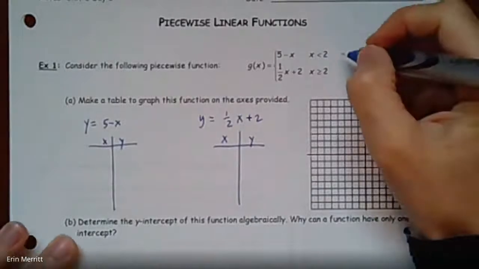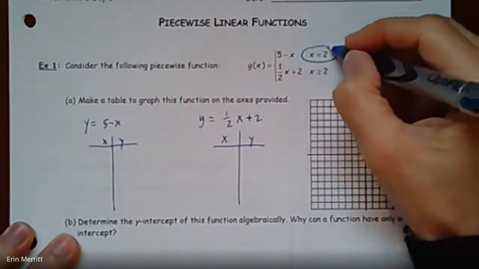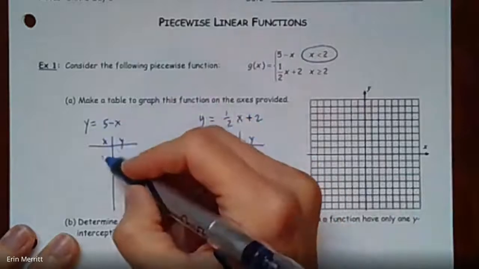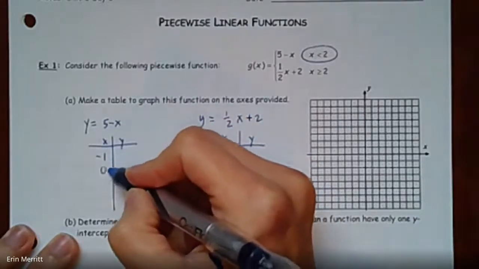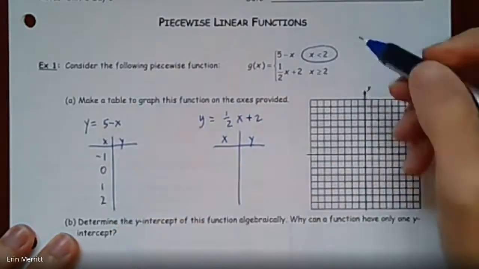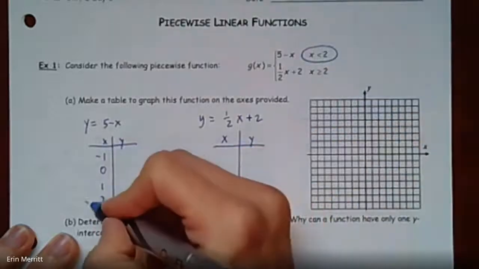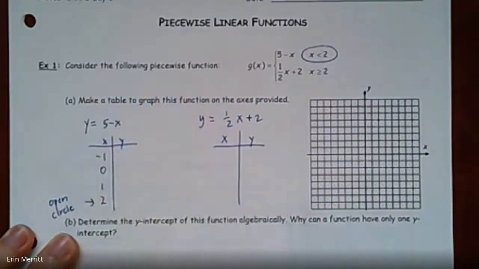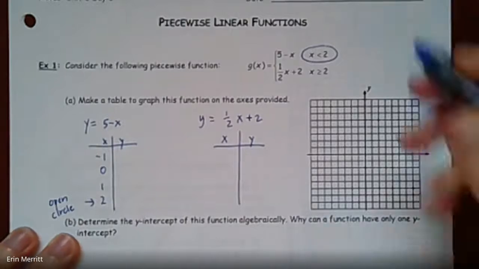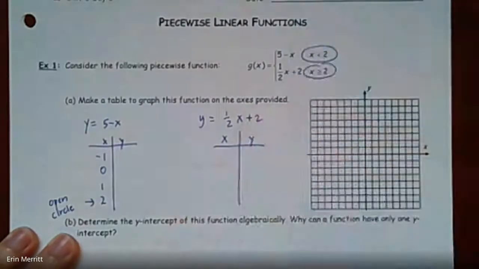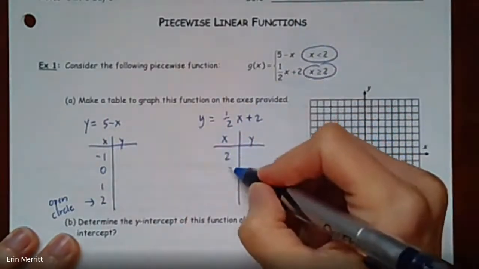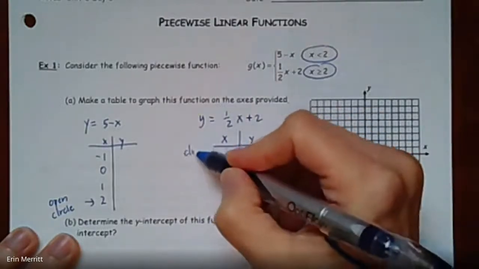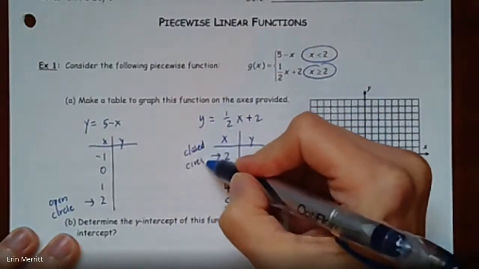So pay attention to the domain that you're given over here. For the first one, we want values less than 2. So we might want to plug in -1, 0, 1, and 2. Even though it strictly says less than, just remind yourself this is going to be an open circle here, but I still want to plot that point. And then for the second part, this is for all the values greater than or equal to 2. So maybe start at 2 and then go 3, 4, 5, something like that. And in this one, this is going to be a closed circle.